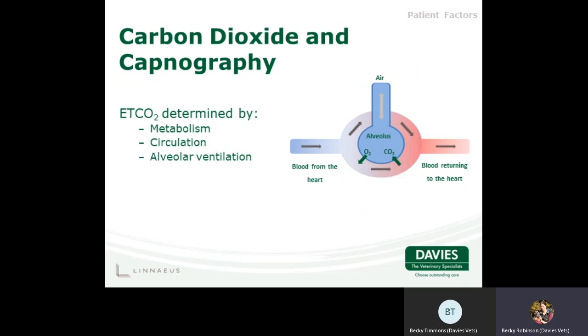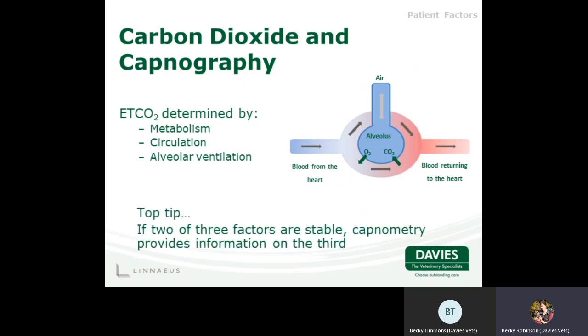Carbon dioxide is produced in the body's cells as a result of metabolism, and it is then carried to the lungs by the patient's circulation. It's then removed from the body and from the lungs by alveolar ventilation. So therefore, end-tidal CO2 is determined by these three factors: metabolism, circulation, and alveolar ventilation. When two of these three factors are stable, capnometry provides us with information on the third factor.